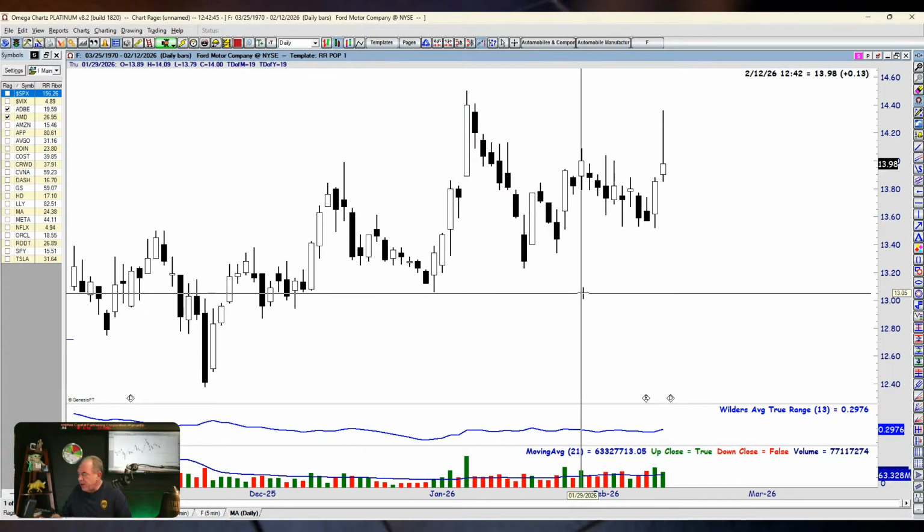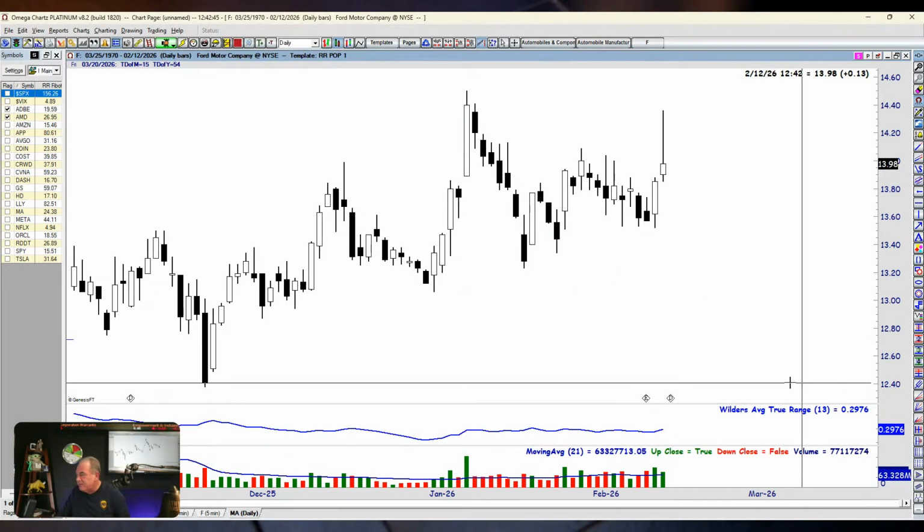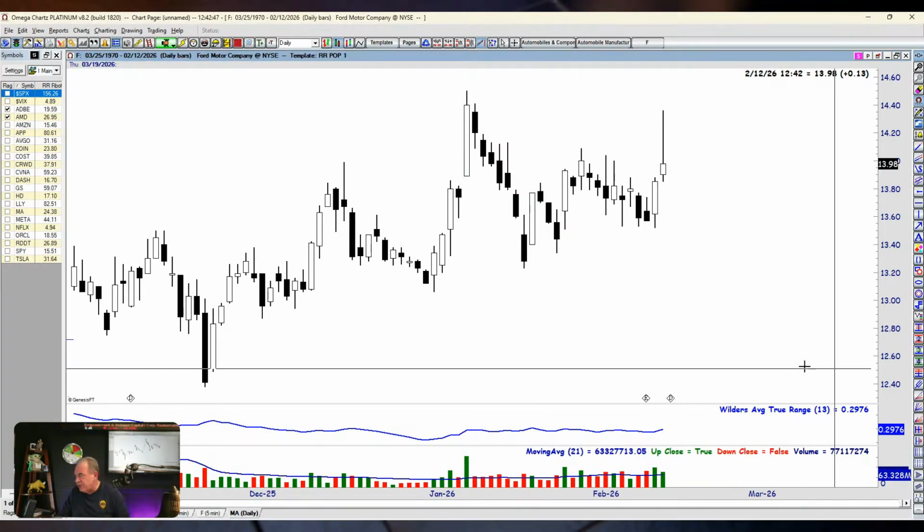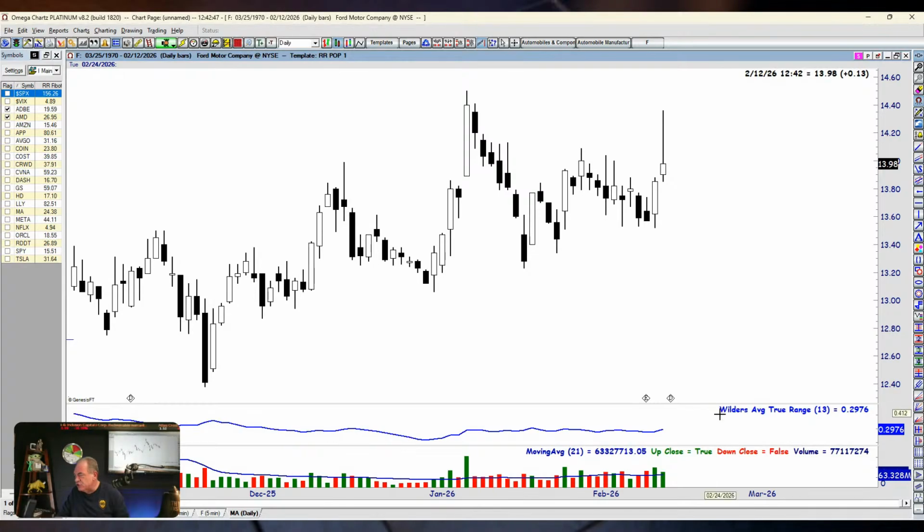I look at Ford, and if you notice right about the bottom of the screen, just above that on the right-hand side, it shows Wilder's average true range 13. I use a 13-day measurement, the last 13 days. What was the average high to low for the stock in question, in this case, Ford? It is 29.76, so 30 cents. The stock only moves 30 cents a day.